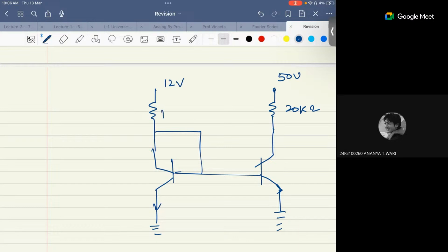This is 10 kilo ohm. What will be the value of IR? So here also the same method. We calculate the current, and we'll be able to solve it.